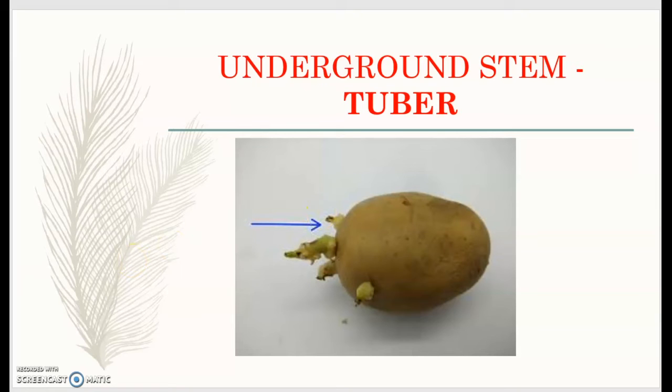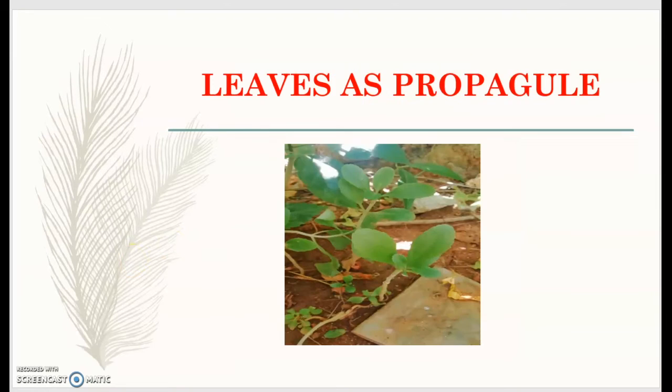And the next vegetative propagule is leaf. Have you ever seen this plant before? This is a very commonly grown plant in our area especially. I don't know about the other side of Kanyakumari. That side is a little bit drier when compared with our part. We are towards the side of Kerala, so here the humidity is a little bit more when compared with the Nagarkovil side. So here you can see this plant a lot.